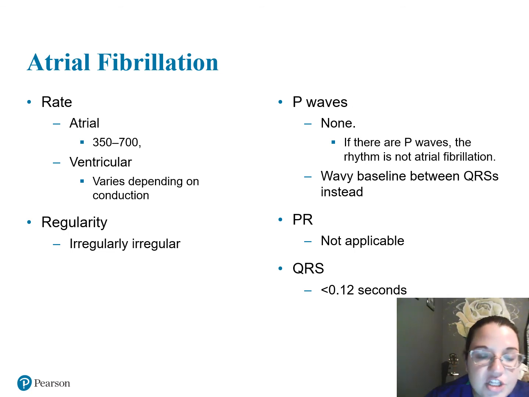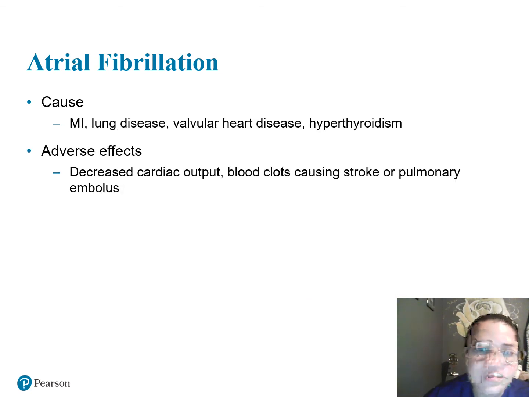In atrial fibrillation, the atrial rate can get as high as up to 700, and your ventricular rate is going to vary. Your regularity is going to be irregularly irregular. Your P waves are going to be none. If there are P waves, the rhythm is not atrial fibrillation. The wavy baseline between the QRSs is there instead. PR, you cannot tell. With the QRS, we'll still be able to get that interval, and it should be less than 0.12 seconds. What can cause AFib? MI, which is myocardial infarction, a heart attack, lung disease, valvular heart disease, hyperthyroidism.